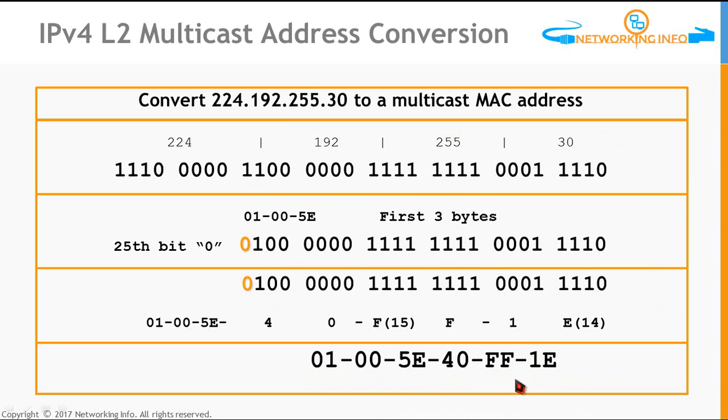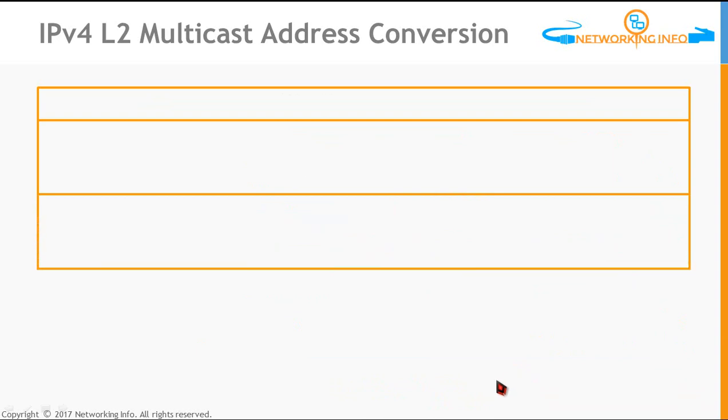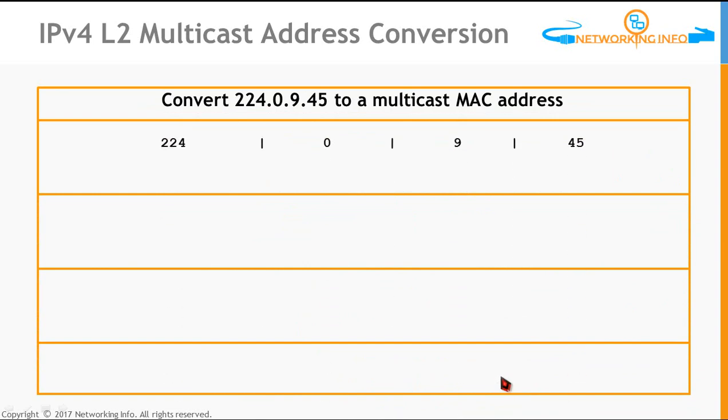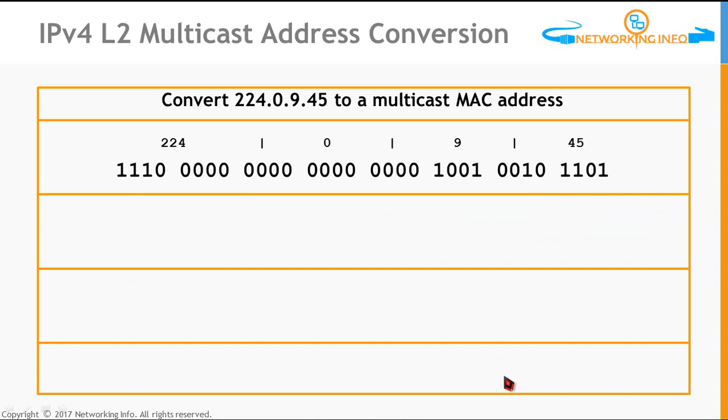So here is the multicast MAC address we got from the IPv4 multicast address. Let's take another example. It is similar to that. First, convert this IP address to binary. Here is the binary of this. Then second, set that first bit to 0.